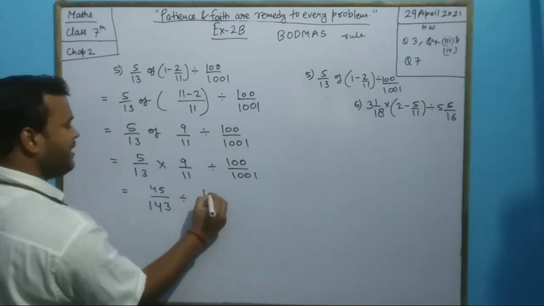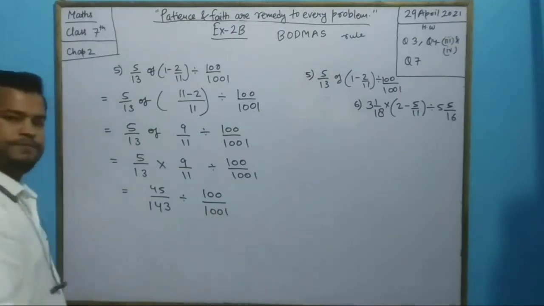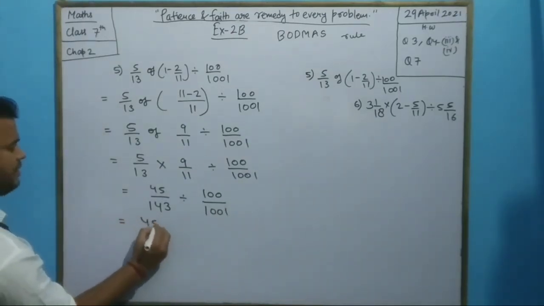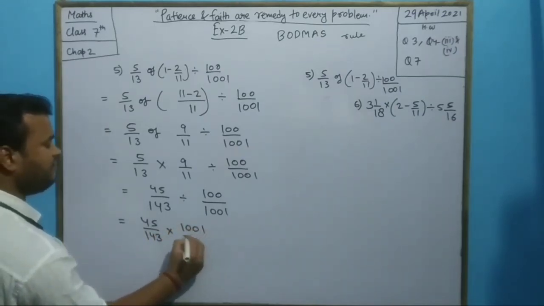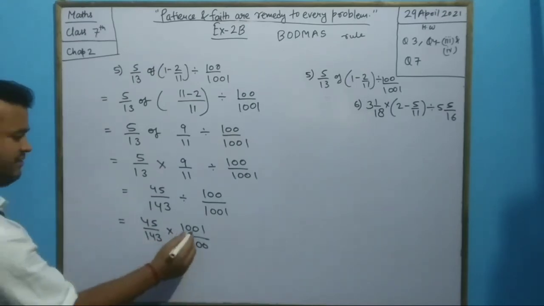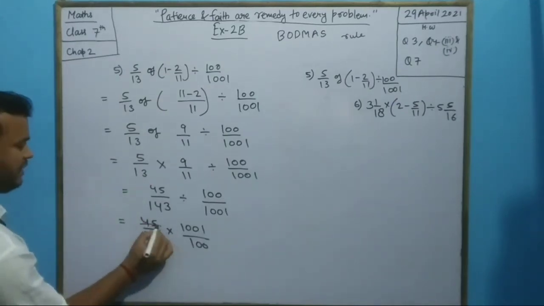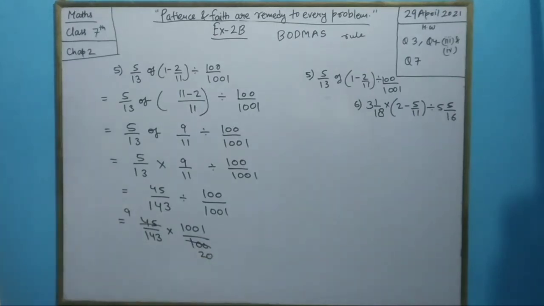It is divided by 100 upon 1001. So I have told you that when the division is converted to multiplication, we will take the reciprocal. So I have taken the reciprocal. Again, is there something common between numerator and denominator? Lot of things to do. Let us see. 5 9 is 45, 5 20, 100.